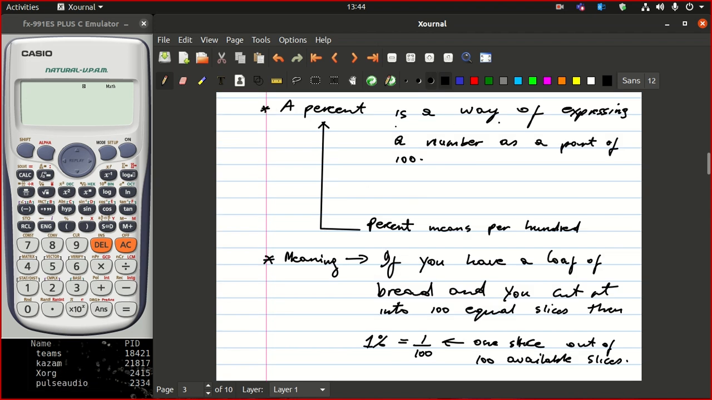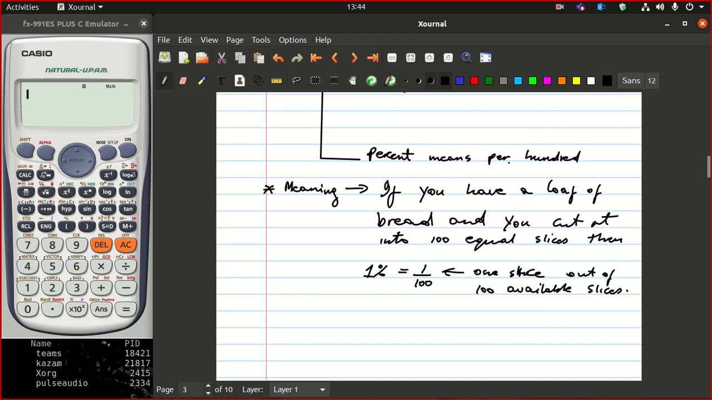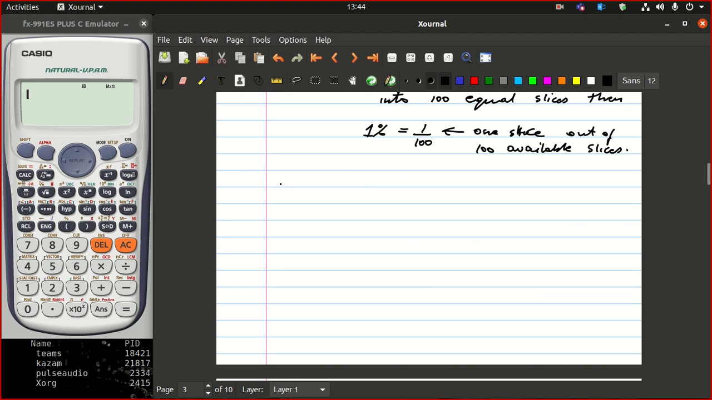Again, I said a percent is a way of expressing a number as a part of 100, which means that a percent means per 100. If you have a loaf and you divide it into 100 equal slices, then 1%, or a single percent, is the same as one slice out of 100 slices that are available.